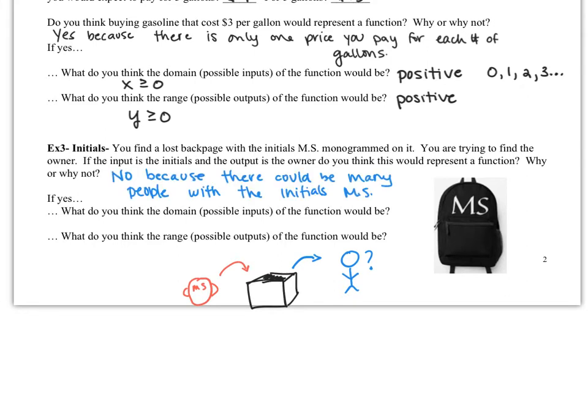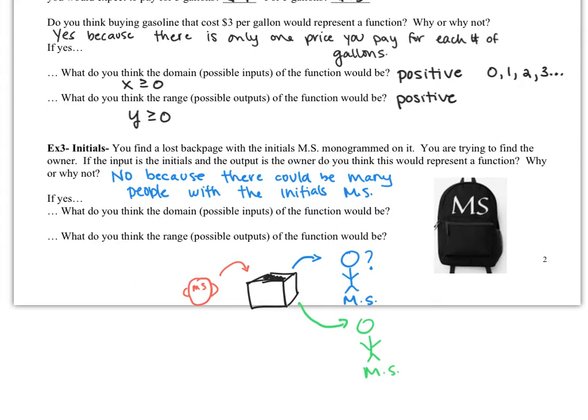So for this one, I would have to say no, it's not a function, because just because the initials on the backpack are MS, that doesn't mean I'm going to find the owner. Maybe this person has the initials MS, maybe that's Michael Smith. Or maybe this person has the initials MS, maybe that's Marty Scott. There could be a lot of people who have the initials MS. So just because the backpack has the initials doesn't mean I'm going to find the owner. This input could have multiple outputs. So that's going to be not a function.